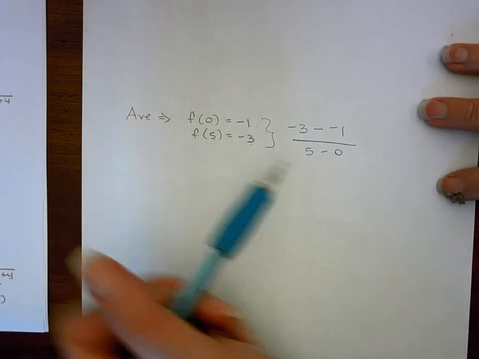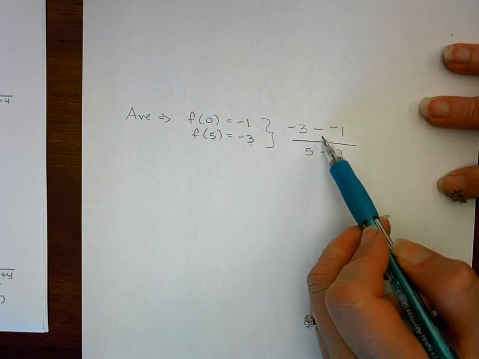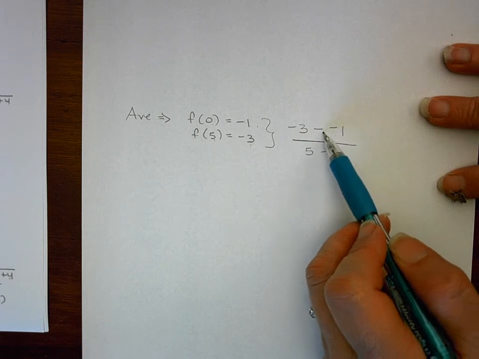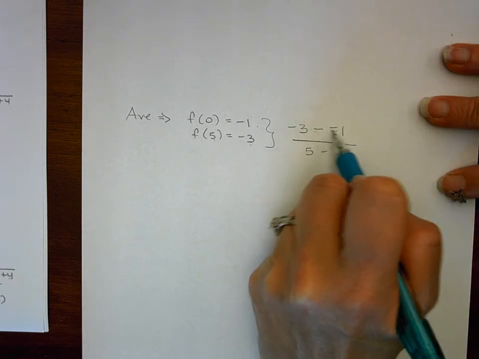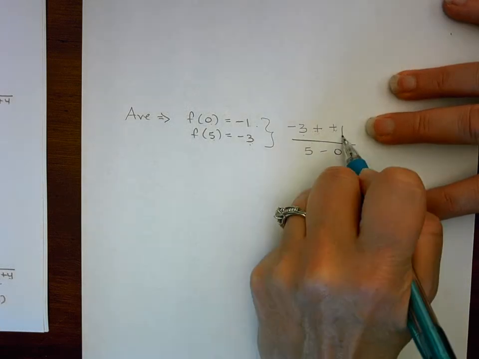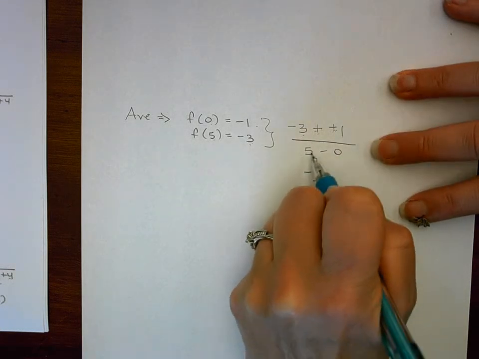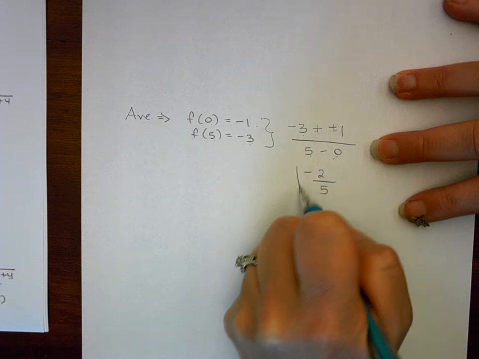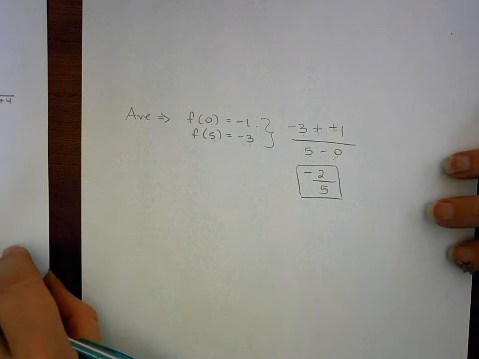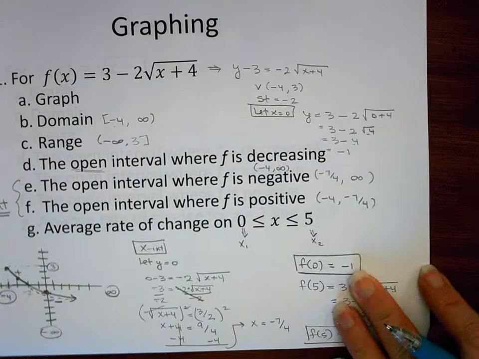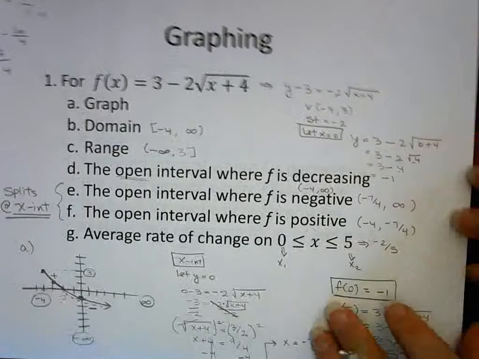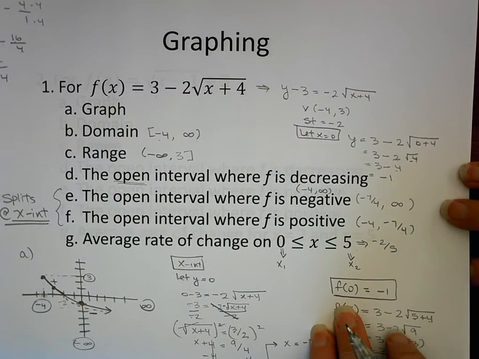And a mistake students will make is when you're subtracting and you also have a negative, they'll tend to forget to put both negatives. So then I have a double negative, which is a positive. So negative 3 plus 1 is negative 2, and 5 minus 0 is 5. Okay? And that's it for the average rate of change. So this was negative 2 over 5. Okay? All right.